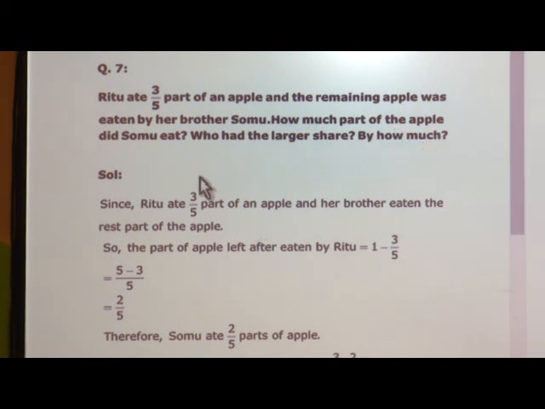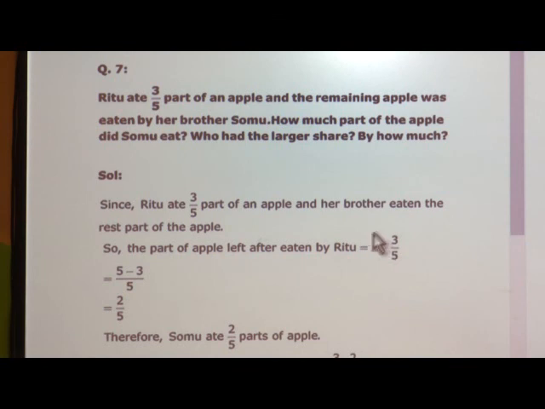We have 3 different questions, but I will give one small easy trick so it is not hard to understand. Suppose you are Ritu, you ate 3/5 parts of an apple. From where did you get the apple? Your mother might have given you one whole apple, so you ate 3/5 part and the brother ate the remaining part. How much did Ritu eat? 3/5. What was the whole apple? 1 apple. So, out of 1 apple, Ritu ate 3/5.